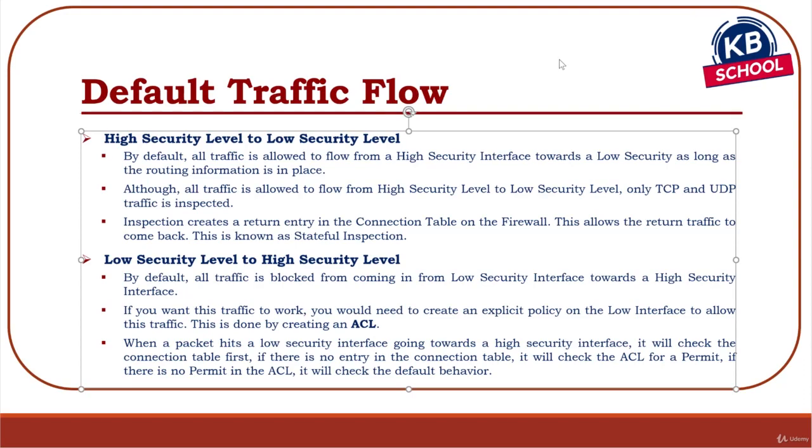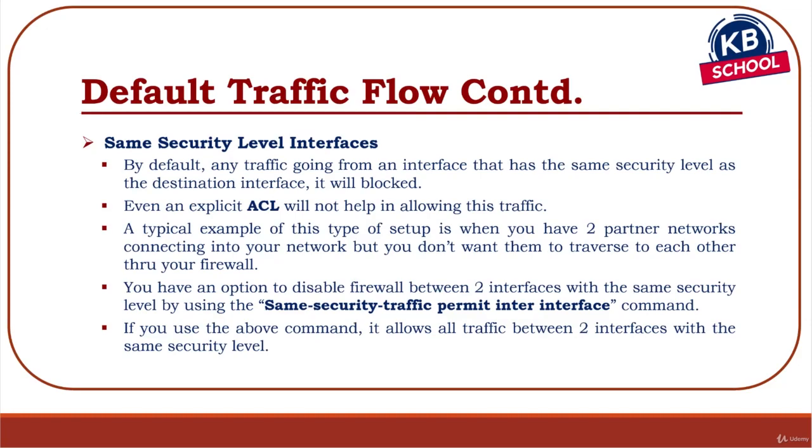I also explained the same security traffic, which will be discussed over here. Actually, I think I do discuss it over here. Same security level interface: by default, any traffic going from an interface that has the same security level as the destination will be blocked. Even an ACL will not help in that case. A typical example of this setup is when you have two partner networks connecting in.